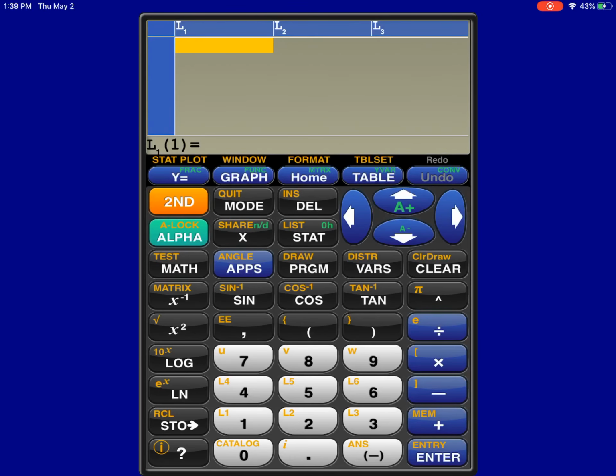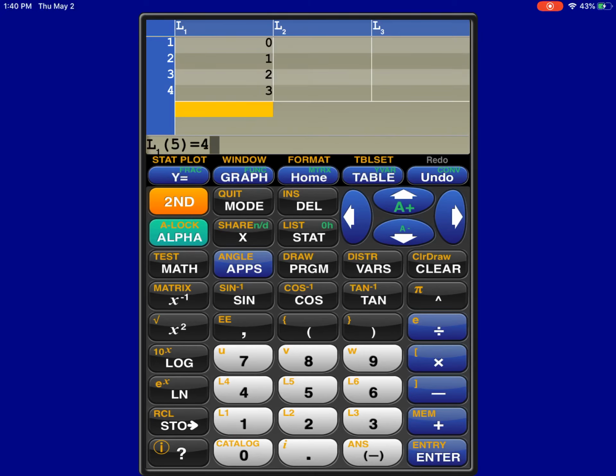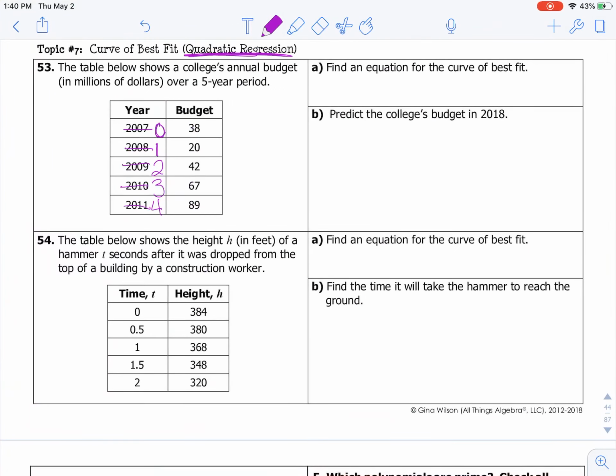So I'm going to go to Stat, Edit, and I'm going to type my numbers in. So my X is 0, 1, 2, 3, 4. My Y numbers, 38, 20, 42, 67, 89. The way that we know for sure that this is a quadratic is because if I look at these numbers, it is going down, that number is getting smaller, and then all of a sudden, that number is getting bigger. It's going down, and then it's going back up.